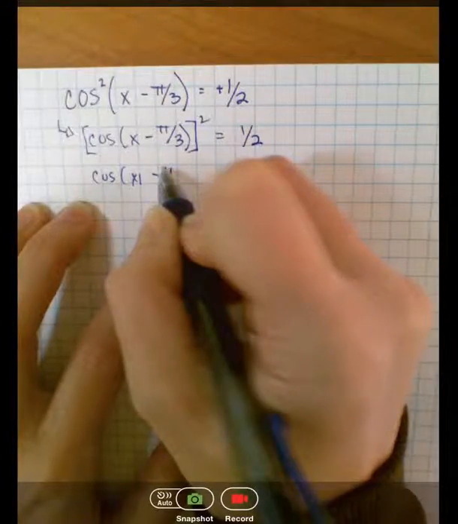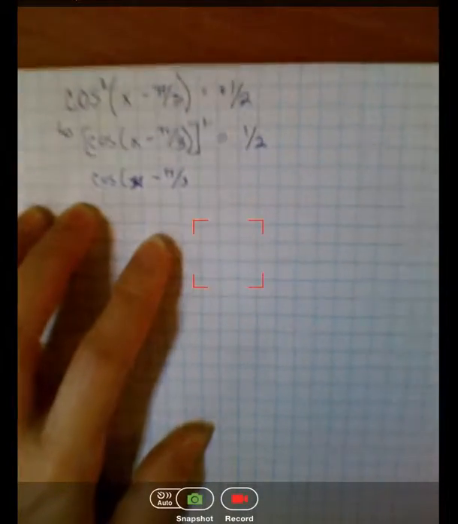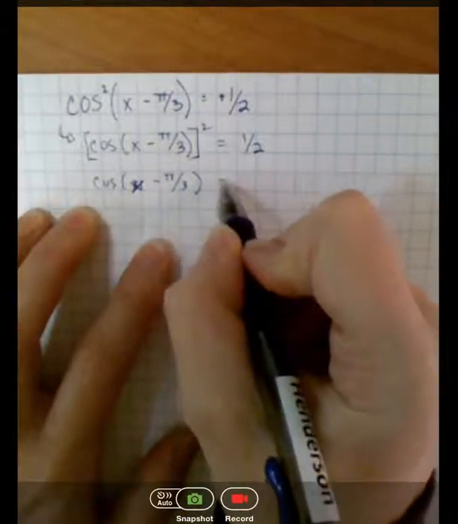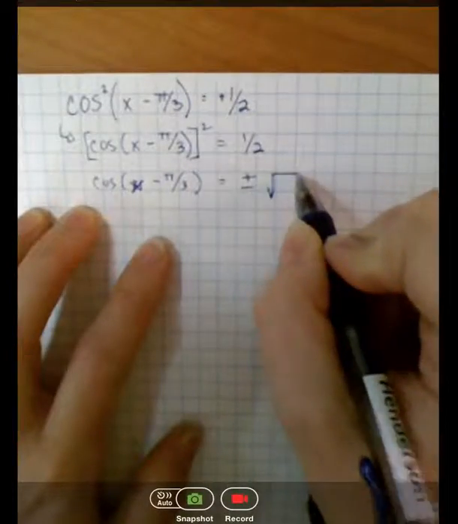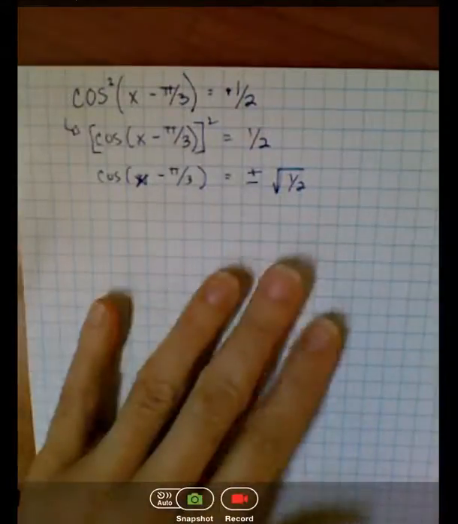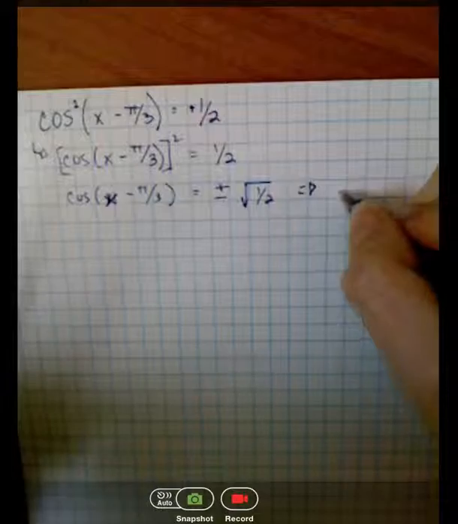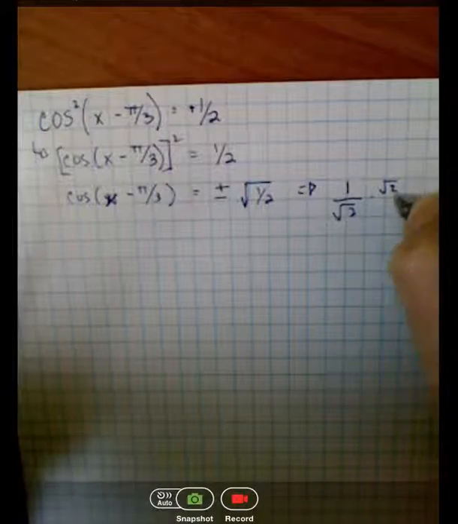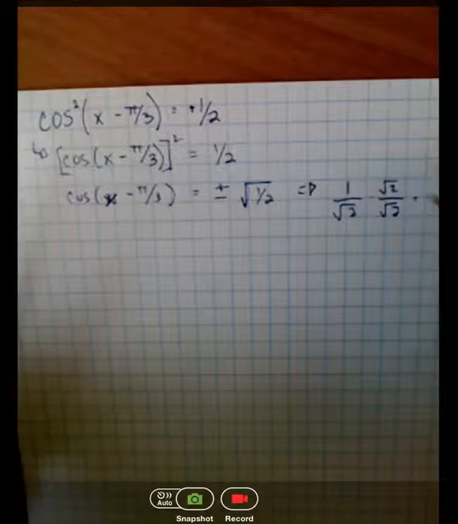Cosine of x minus pi over 3 equals plus or minus the square root of 1/2. Ew, that's not a very friendly number. So let's rationalize it and see if it comes out to be something that we like. All right, well, the square root of 1 is 1. Square root of 2 is just square root of 2. Well, I can't leave it like that. I'm not supposed to put irrational numbers in the denominator. So you're going to get 2 down here and root 2 here.